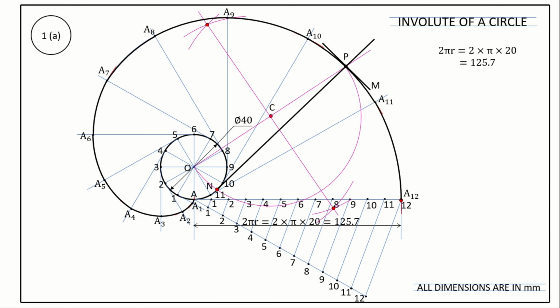So, we have drawn here the circle, we have drawn the involute of a circle, we have drawn the normal and tangent to the curve at a point P on it, and we have shown the dimensions of the circle and length of the circumference. This is the complete answer. Draw neatly and score full marks.